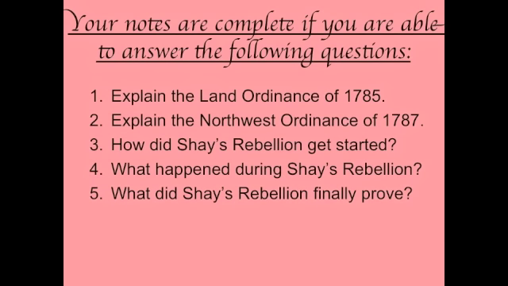So before we get into the Constitutional Convention, which will be your next video, let's make sure you guys are able to answer these 5 questions. Explain to me the Land Ordinance of 1785 and the Northwest Ordinance of 1787. How did Shay's Rebellion get started? What was the motive behind it? And then what was the realization? Like, what happened during it? What did they try to do? And then finally, what did Shay's Rebellion prove? What was the final verdict from it, because the actual rebellion was unsuccessful.